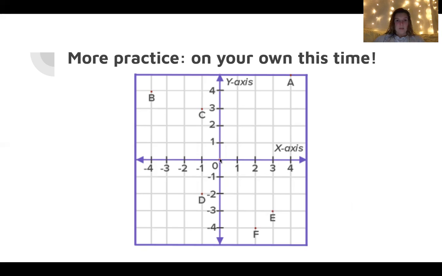We'll try point B, and then we'll let you do the rest on your own. So you can see that you're moving over to the left in the negative direction, 1, 2, 3, 4. And you're moving up 1, 2, 3, 4. So we know that our coordinates for the point B will be -4, 4, because it was -4 horizontally and up 4 vertically.